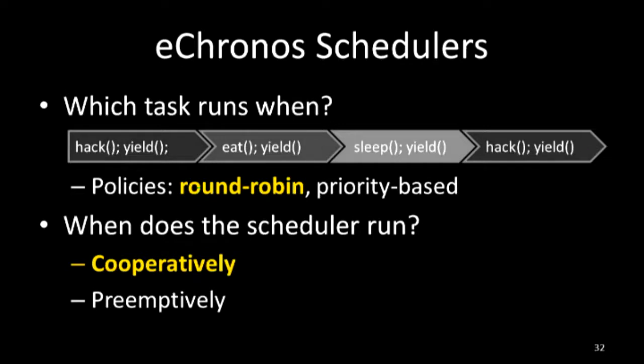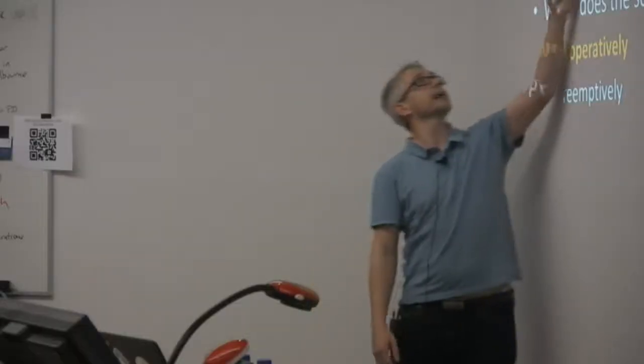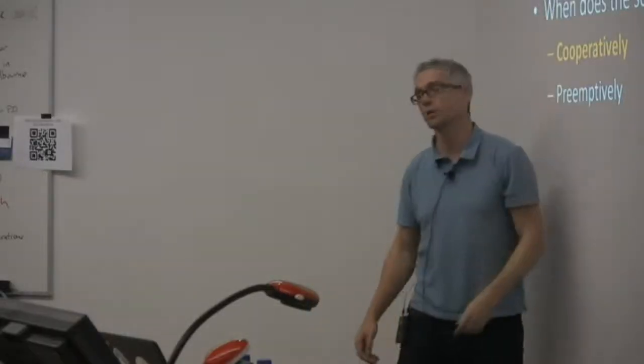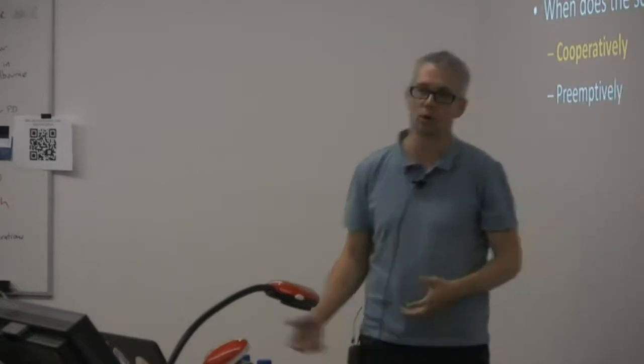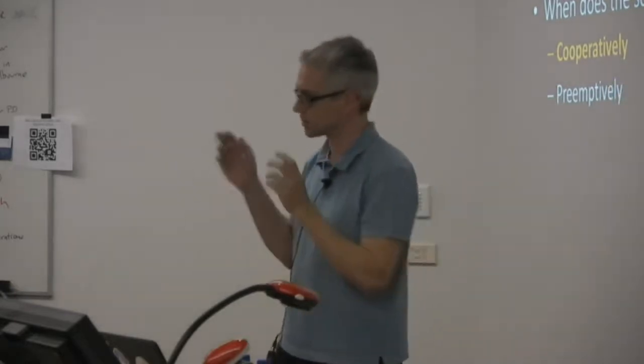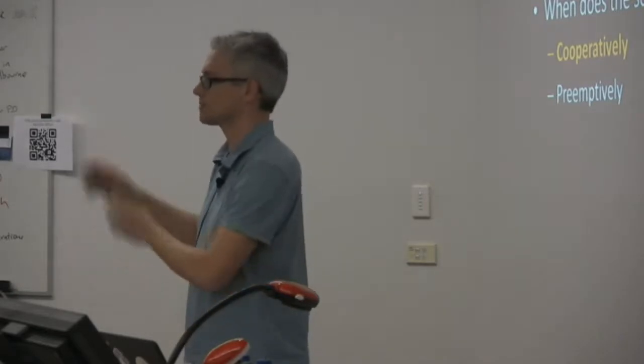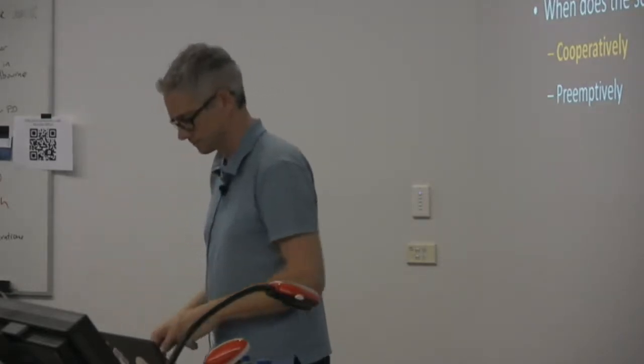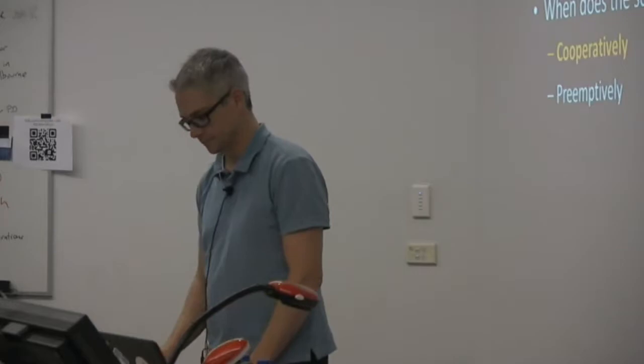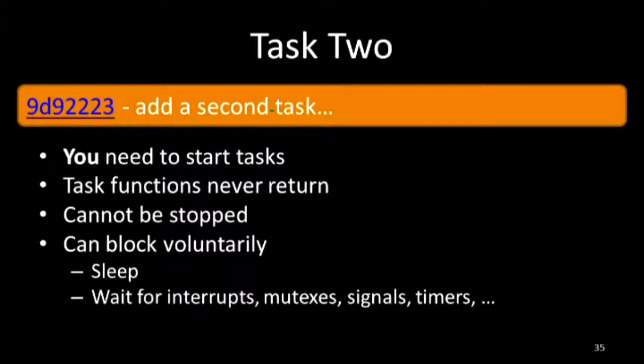What that means for our tasks is that at opportune times, they need to call yield or sleep or block or something along those lines. They need to call an RTOS function that then tells the scheduler, hey, now it's someone else's turn. So let's introduce a second task.